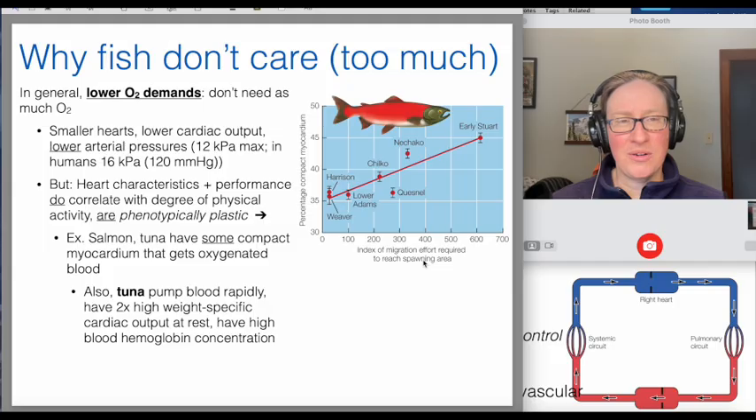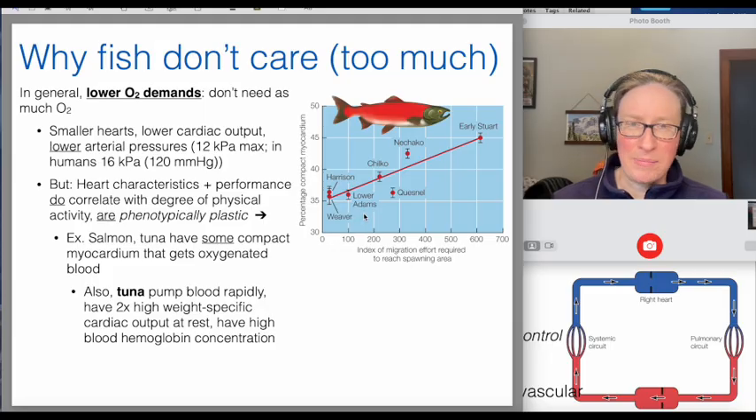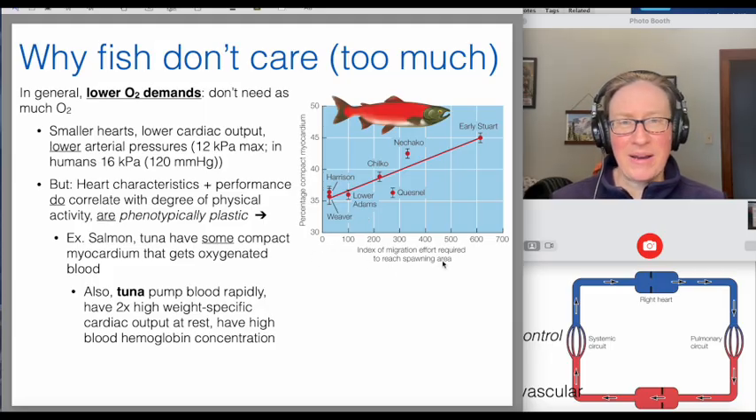And a side note, if salmon have to travel up a more physiologically challenging river, they tend to also accumulate more body energy stores for that migration, and that tends to make those salmon more delicious than ones that have an easier migratory path. But anyway, so we have an index of migratory effort on the x-axis, and then in salmon, we actually do see some fraction of compact myocardium, right?